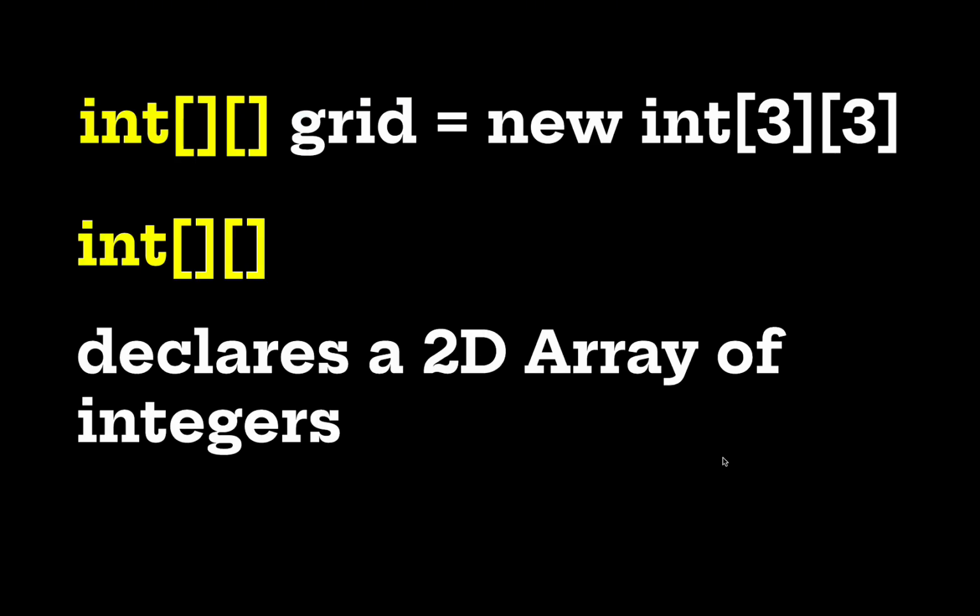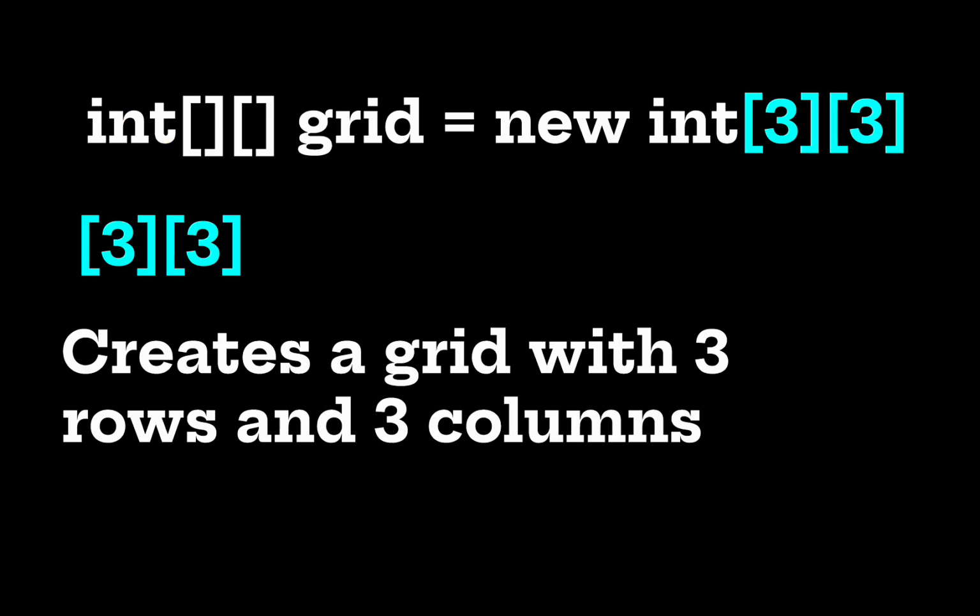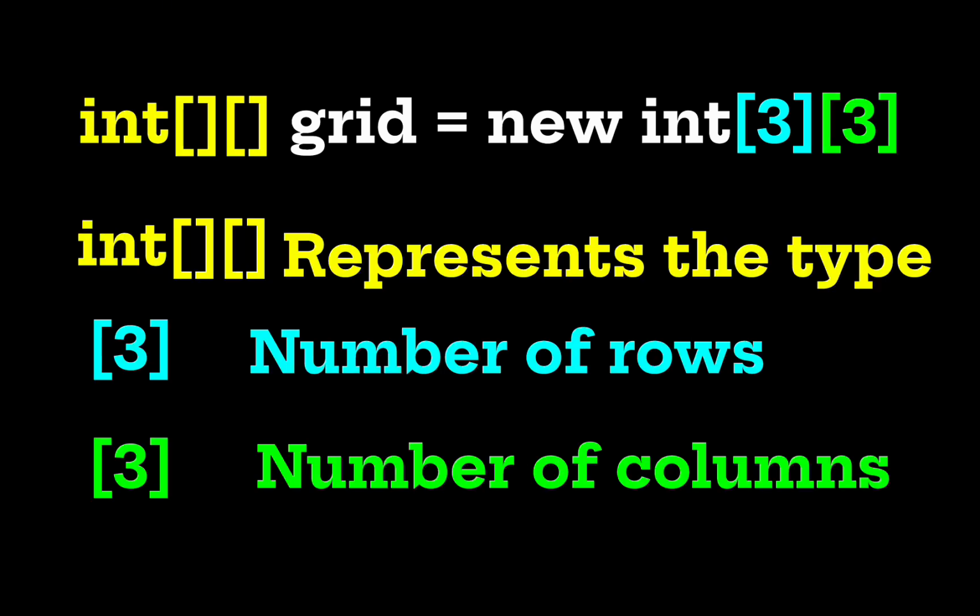And let's just dive a bit deeper into this. So what this int with 2 square brackets does is that it declares a 2D array of integers. And if we look at the right-hand side, we have this square bracket, 3, 3. And what that does is just to create a grid with 3 rows and 3 columns for us. And so to color code this a little bit would be to think of this as representing the type. Now, this type can be primitive. It can also be reference.